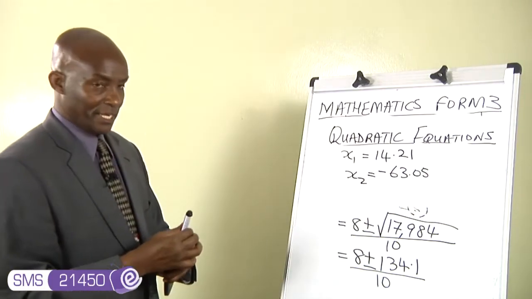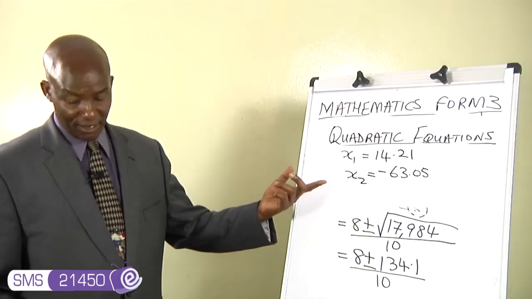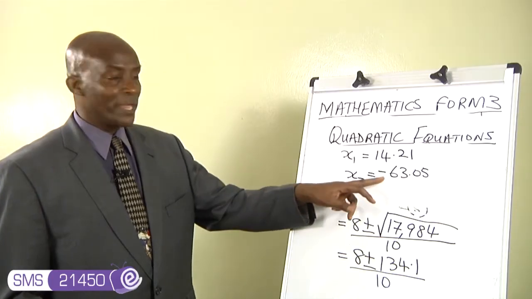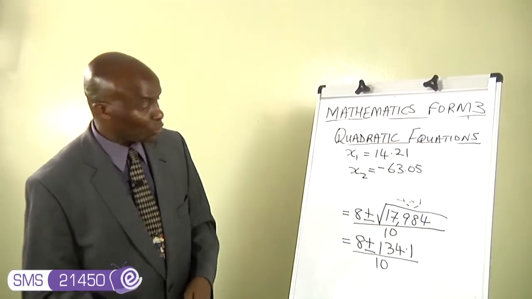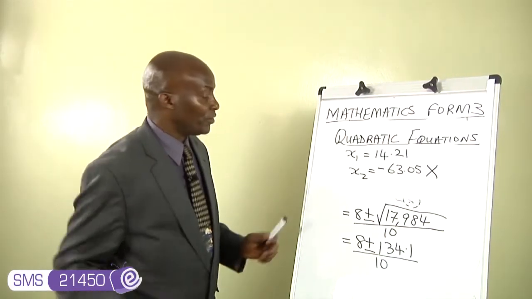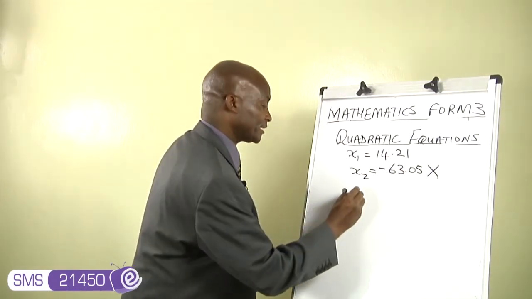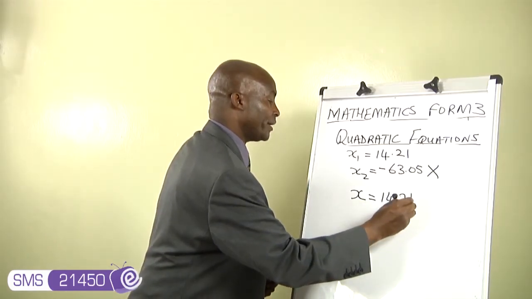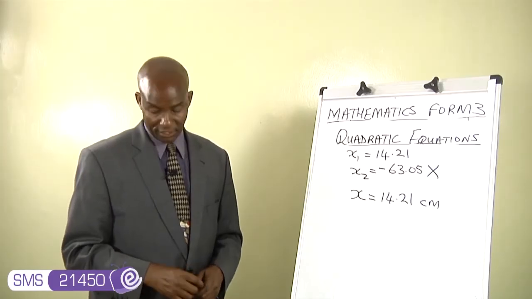Now, this is a triangle, and x refers to the lengths of a triangle. There is no way we can have negative length, and therefore we disqualify this solution, and we will therefore say our final answer is that x is equal to 14.21 centimeters. And that is solved.